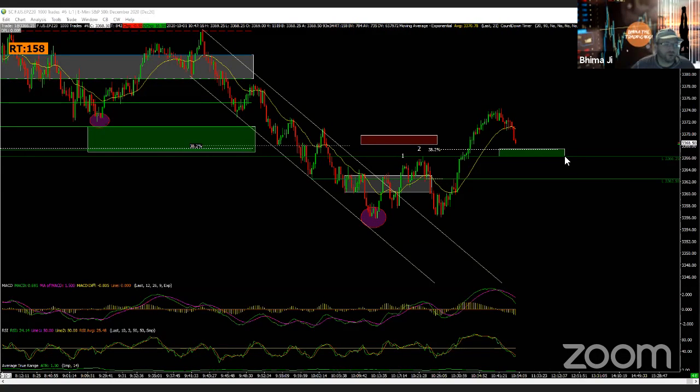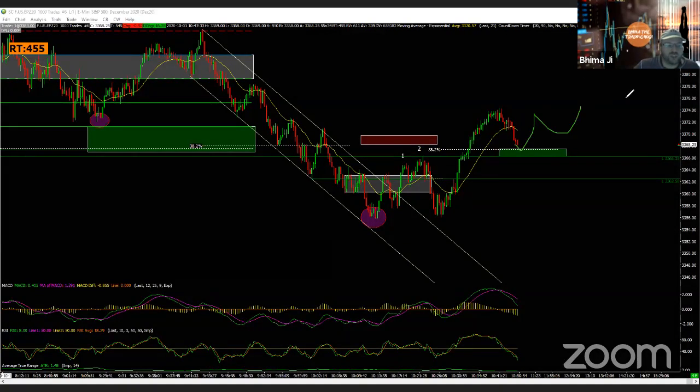Getting back to the 38.2. Now we got to be very careful. Here's what I'm seeing right here: we could very well reach that 38.2 and then shoot right back up. We could very well hit that 38.2 and shoot right back up from there. But at the same time, we're still around the 38.2 area from that big move down.